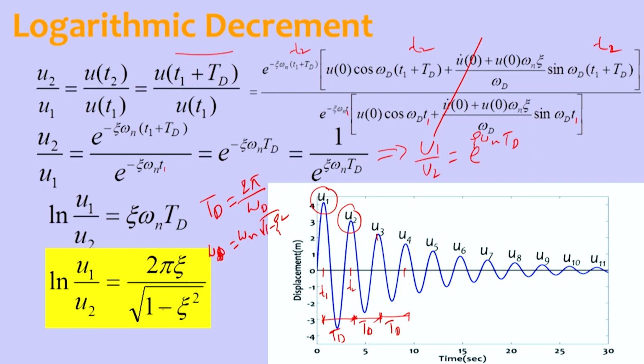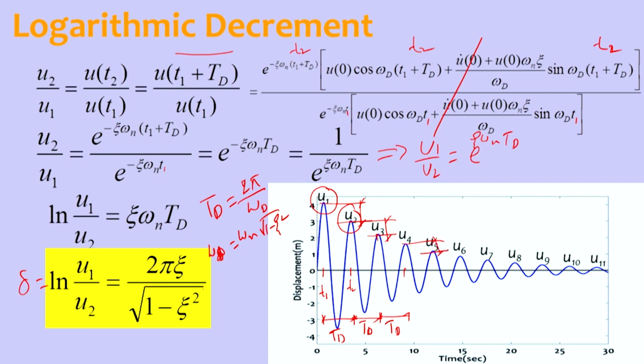So this term is called logarithmic decrement. So this delta is equal to ln u1 by u2, the log of the ratio u1 by u2, is the logarithmic decrement. One thing we need to observe in this is that this term is independent of time. It is only dependent on the damping value. So that means the ratio of any two successive peaks is a fixed quantity.